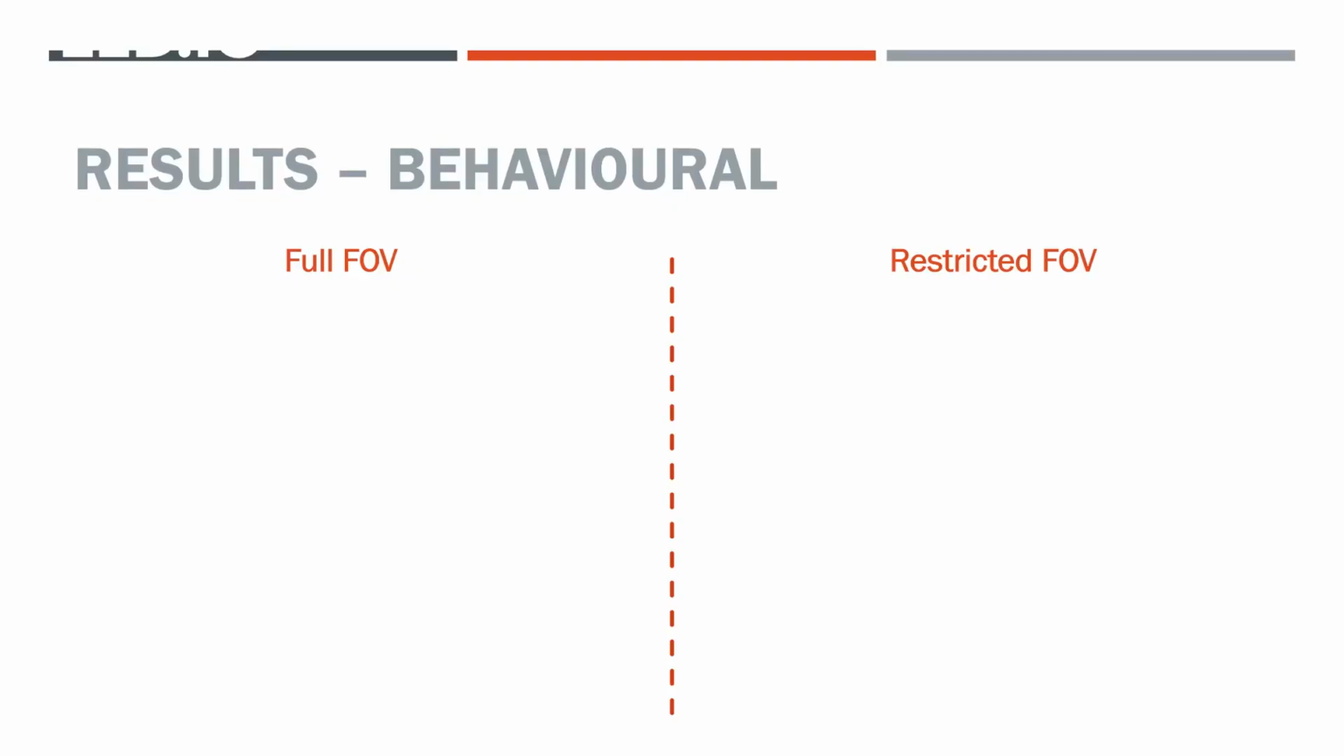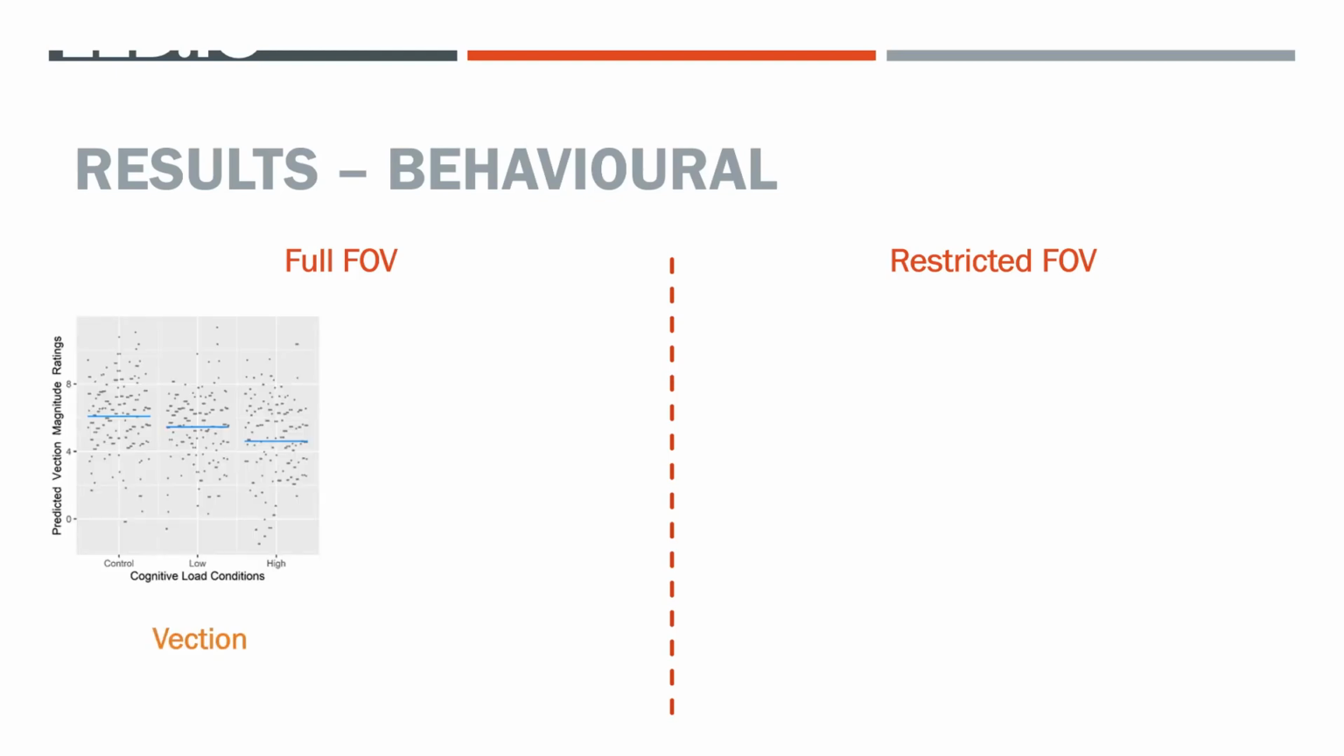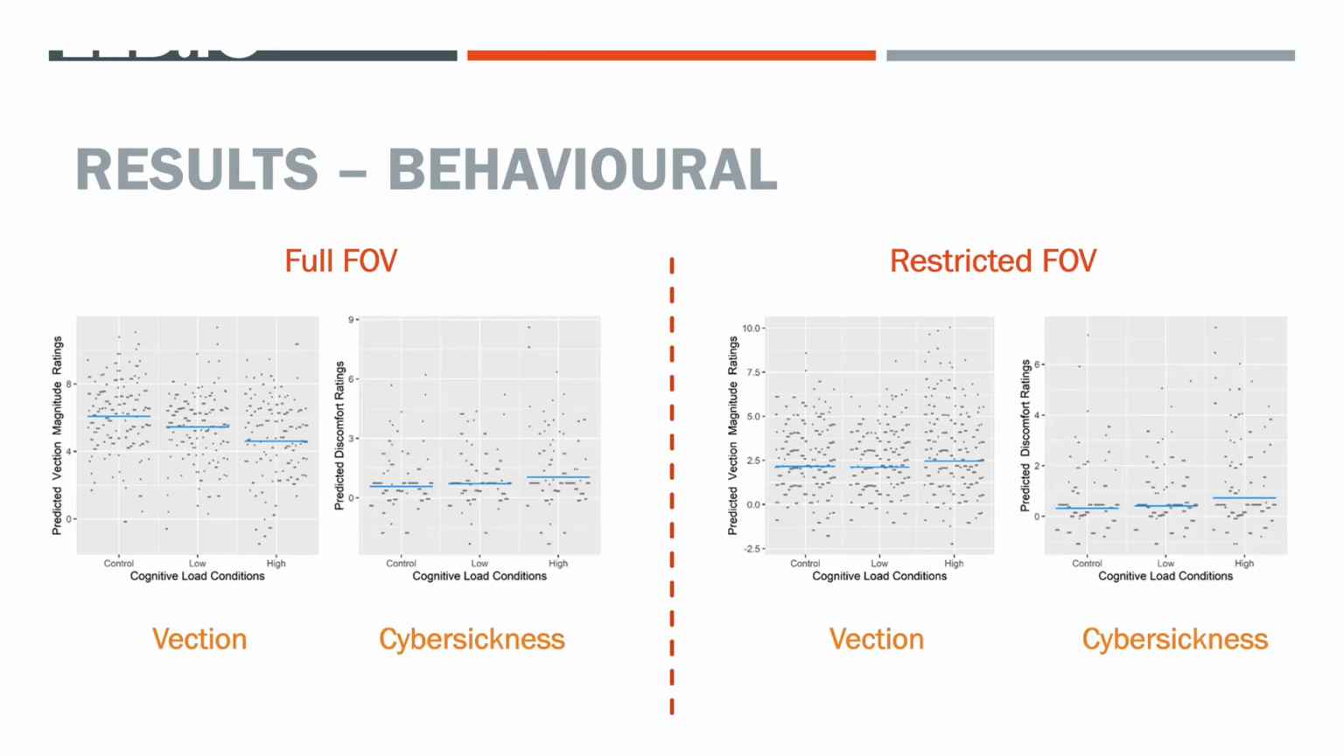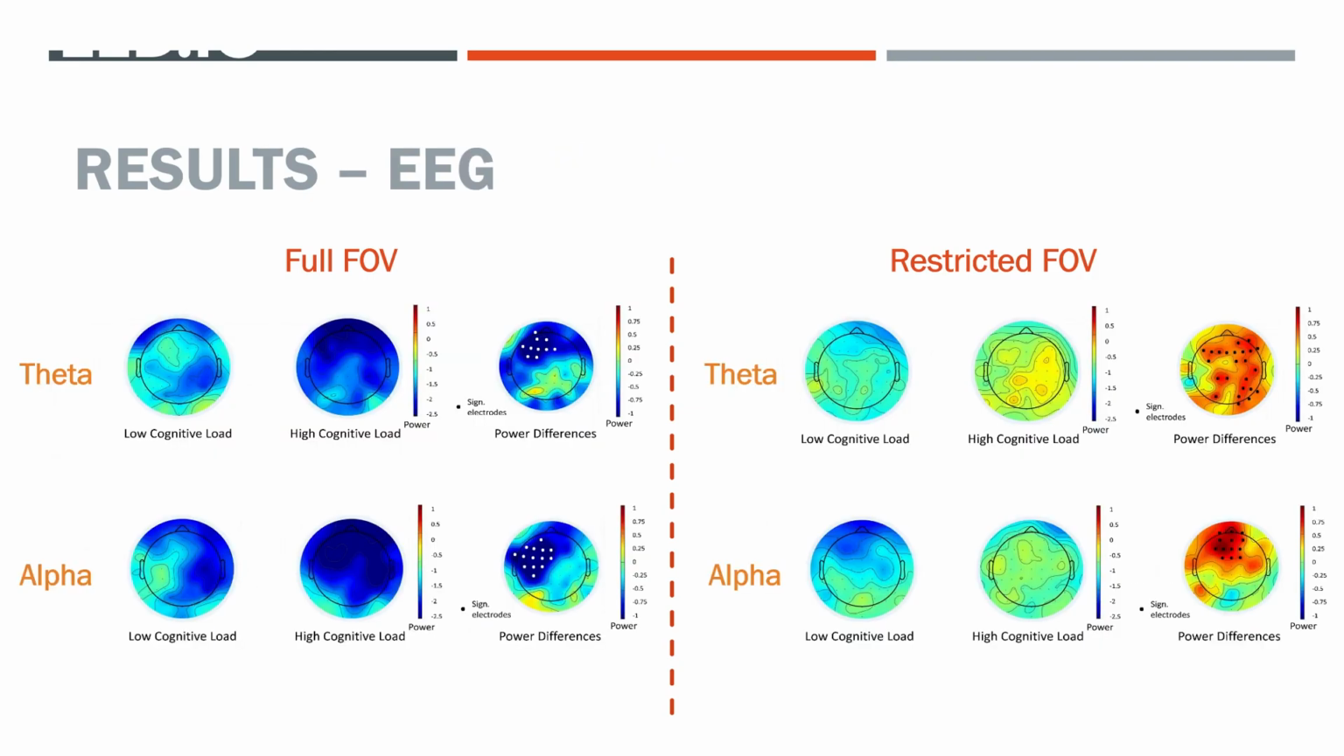So let's have a quick look at our behavioral results. We analyzed the effect of cognitive load on vection and cybersickness separately for the full field of view and the restricted field of view condition, and we found, as expected, that with increasing cognitive load, vection decreased in the full field of view condition. However, in the restricted field of view condition, vection actually increased with increasing cognitive load. And surprisingly, for both the full field of view as well as the restricted field of view condition, cybersickness increased with cognitive load.